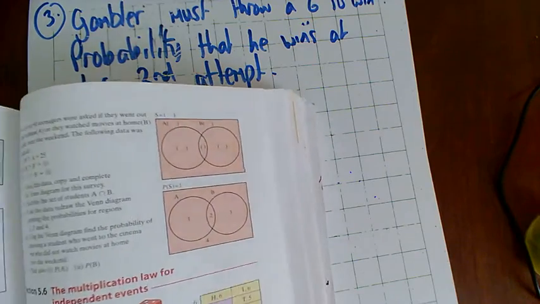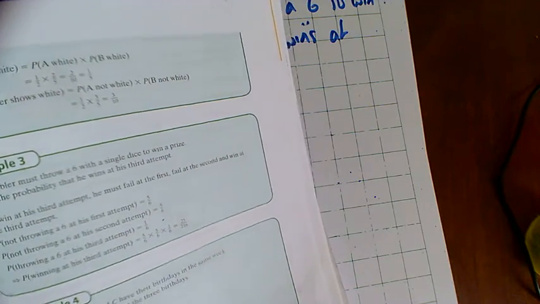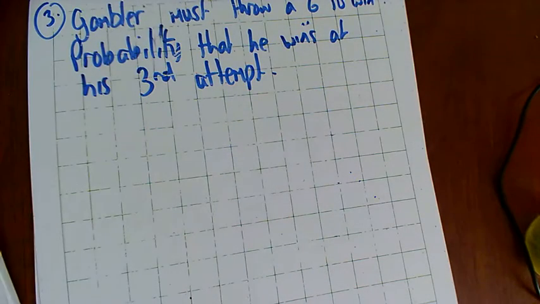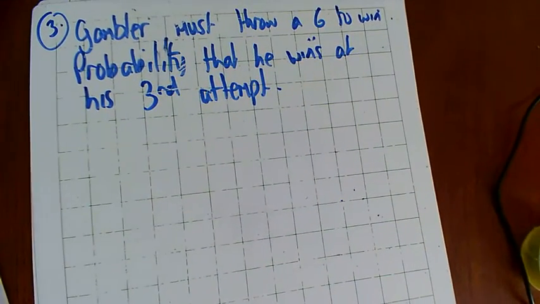We're going to continue with the multiplication law for independent events. We'd gone through examples 1 and 2 with the spinners. I'm just going to go through example 3 and example 4. Now, they're not that much more difficult. They're not more difficult at all. It's just the wording of the question that you have to be very careful with, okay?